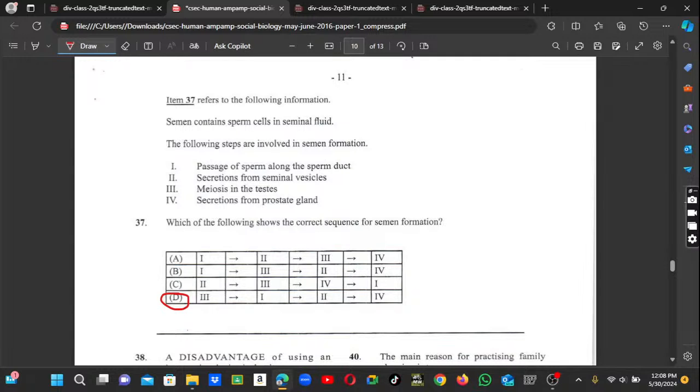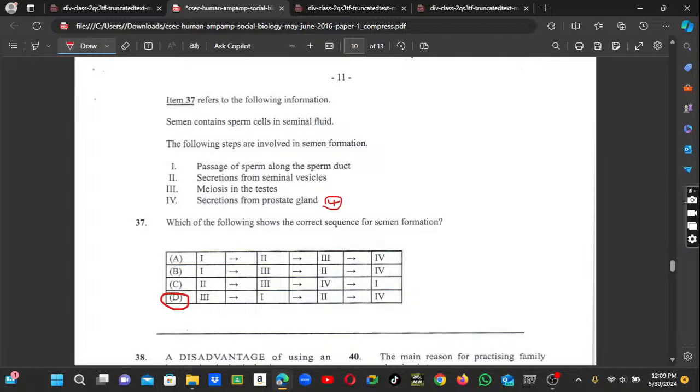First things first, you can see the formation includes the secretion from the prostate gland. The first thing would not be the secretion, because the secretion would be the last thing. So this would be the fourth thing, I would say. This would be the last. Right? First things first, we would see that we're talking about mitosis.